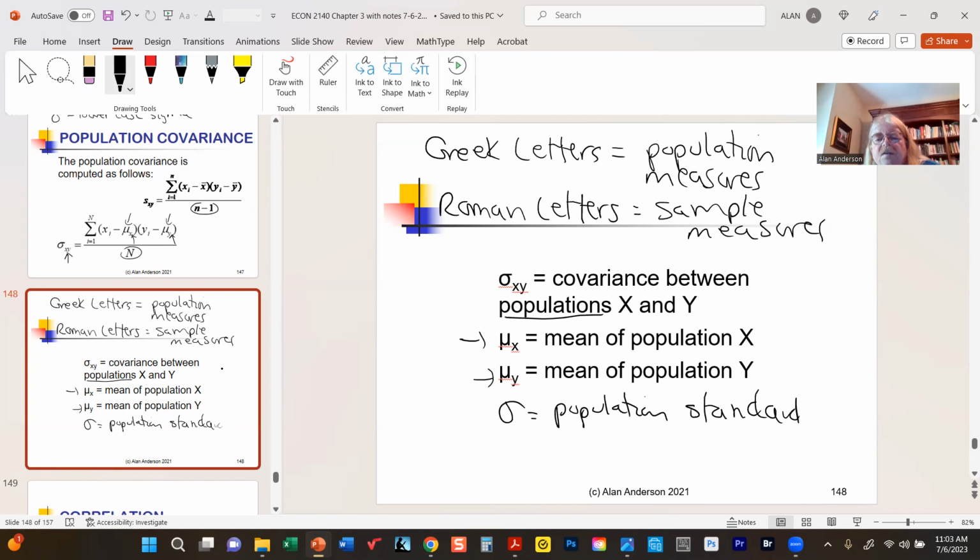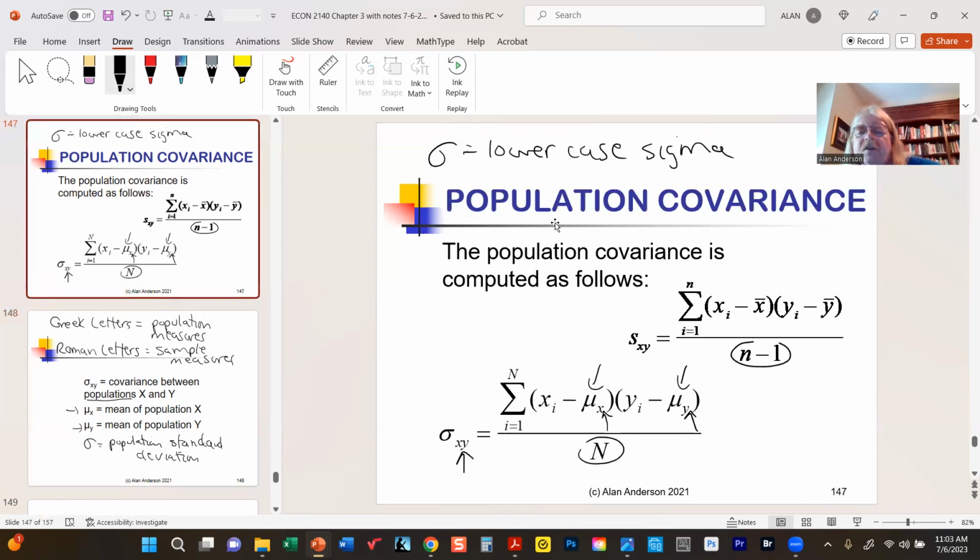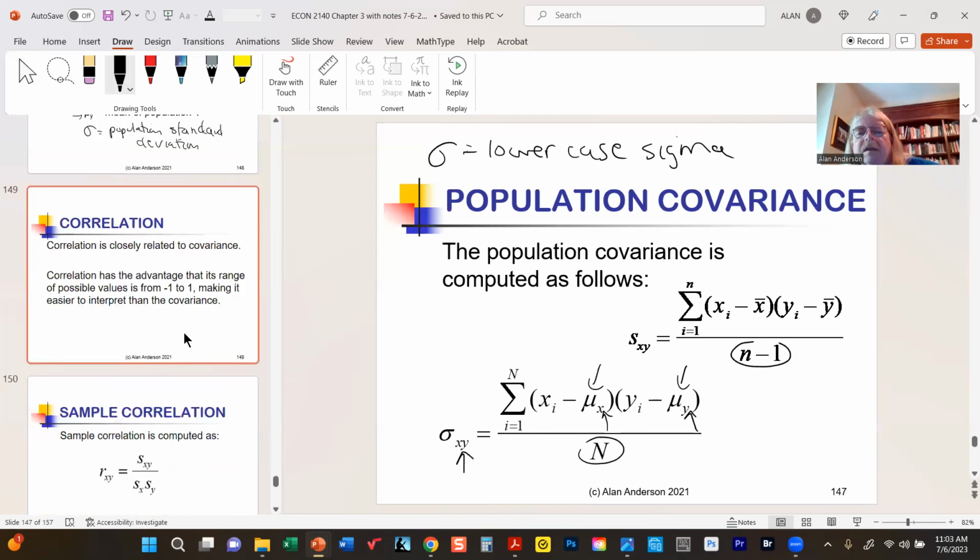So it's the same process as the sample covariance except for that denominator. That is literally the only difference between the 2. So if you can do the sample covariance, you can certainly do this one.